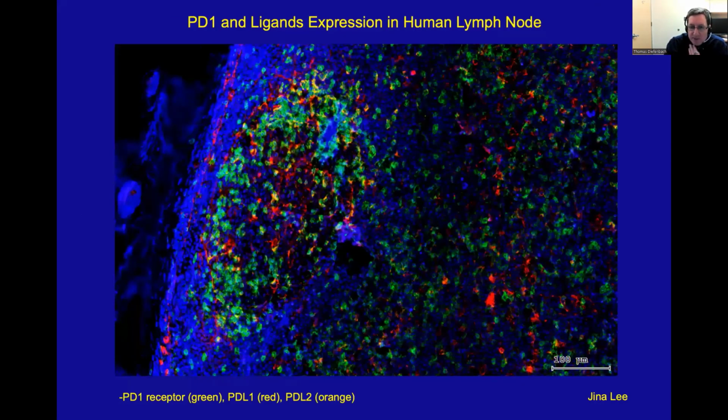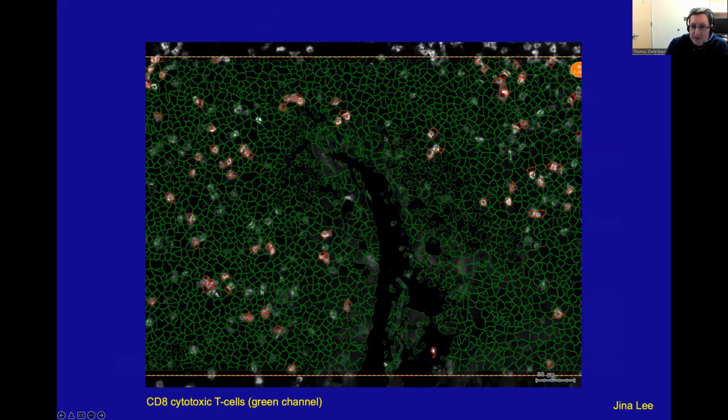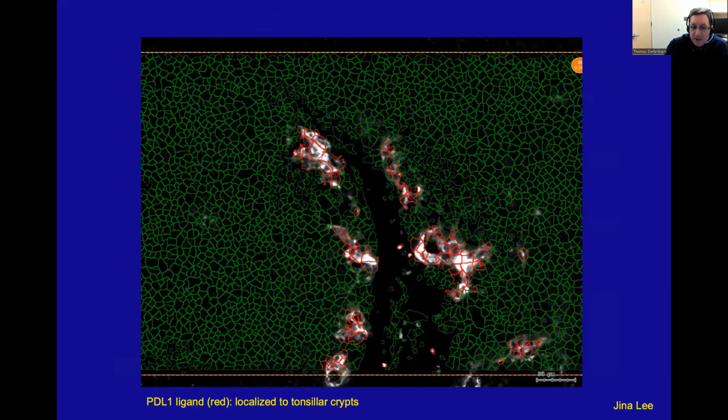So I won't spend too much more time, but just to show a little bit of the capacity of StrataQuest and TissueQuest, for that matter, to segment cells within tissue and give us the ability to identify them. This is lymph node. In this case, this was a study looking at PD-1 receptor and PD-L1 and PD-L2. They looked at lymph node and they also looked at tonsil. Here's human tonsil. So we have basically CD8 cytotoxic T cells being segmented here. They're outlined in the red. And then we have the PD-L1 ligand associated with tonsillar crypts.